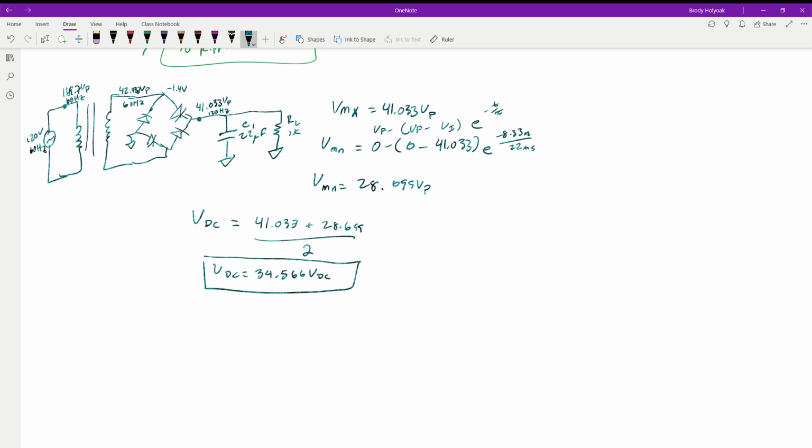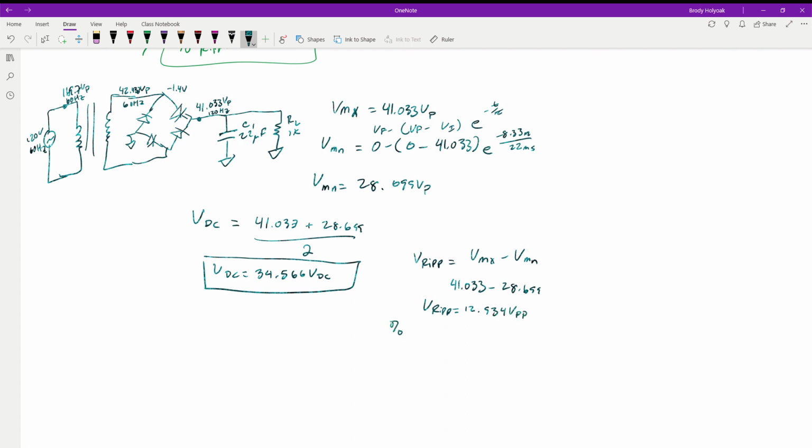Then we need to find how much ripple we have. In peak to peak, it's going to be equal to our V max minus V min, because that's just the delta change between these two. How much total is there? So we have 41.033 minus our 28.699. V ripple is equal to 12.934 volts peak to peak.